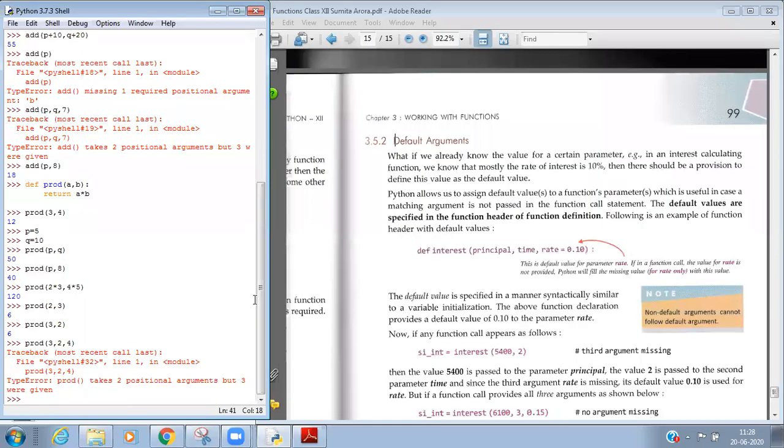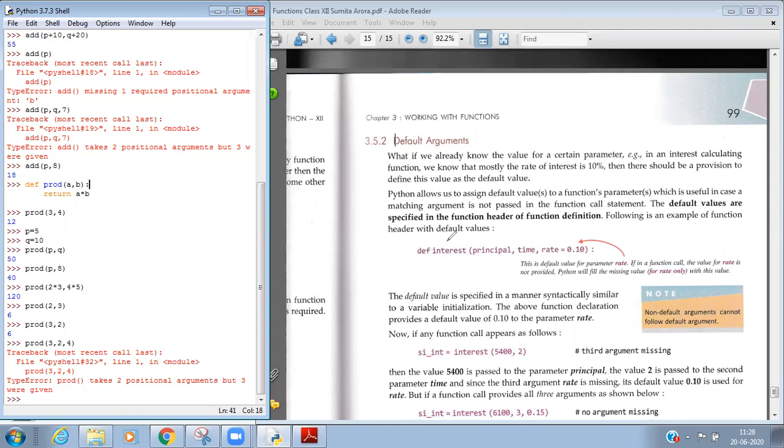First of all, we have to understand what default arguments are. A default argument means any argument that has a certain default value. If we do not provide a value for it, then this default value will be taken into consideration. For example, look at this.